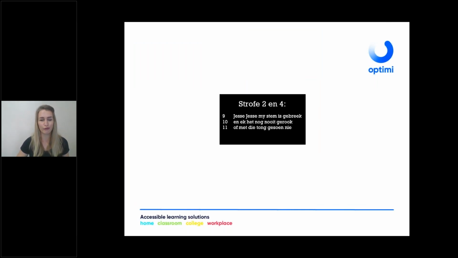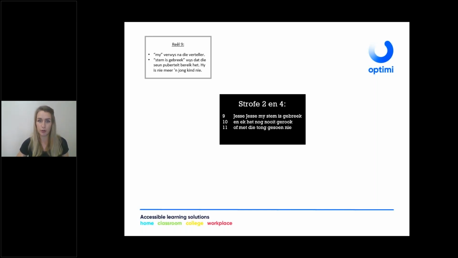Dan strofe 2 en 4, remember they are repeating. 2 and 4 is the same, so I'm going to discuss it together. In reël 9, my, Jessie, my stem is gebreek. That my refers to the verteller, the person speaking in this poem, the boy in this case. My stem is gebreek. Like I said, it shows that his voice is broken, and it shows that he has now reached puberty. He is not a young kid anymore. He sees himself as very big now.